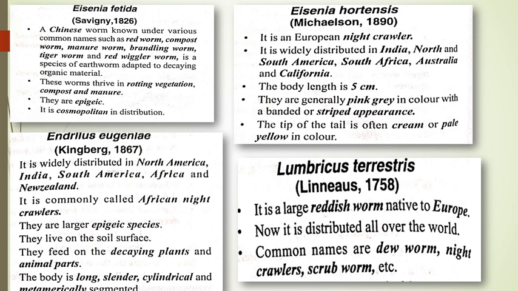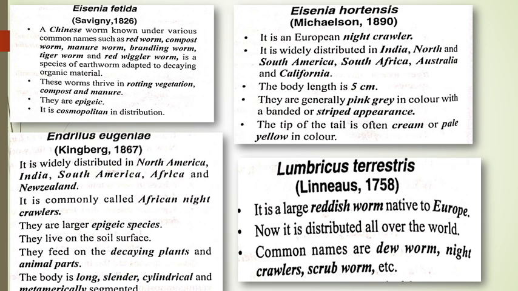Then they are mainly pink gray in color and the body shows band or stripe segments. Then the tip of the tail is often cream or pale yellow in color. So this is basically pinkish gray, and at the end, at the tail region, it is yellow in color.